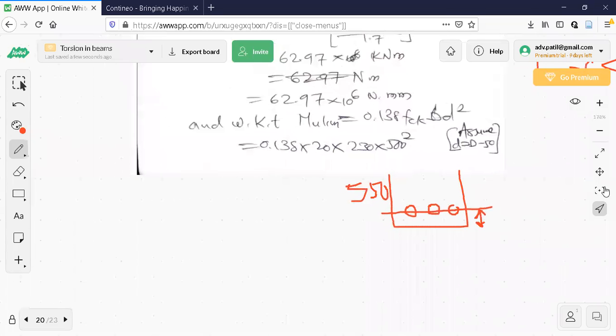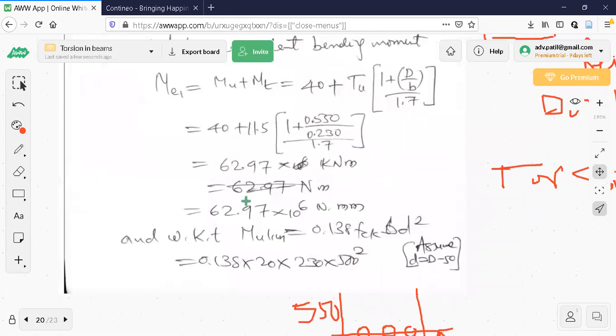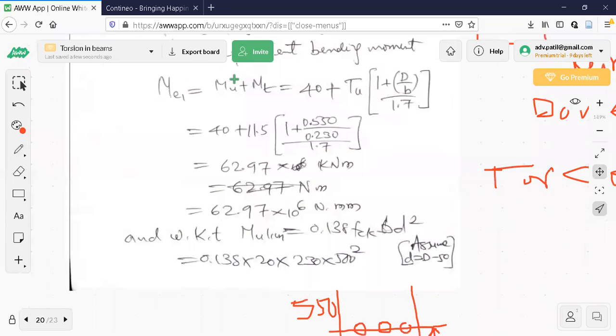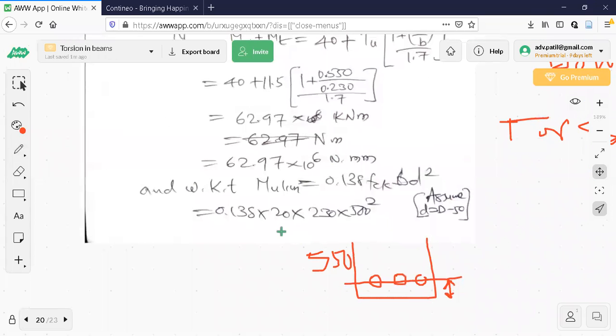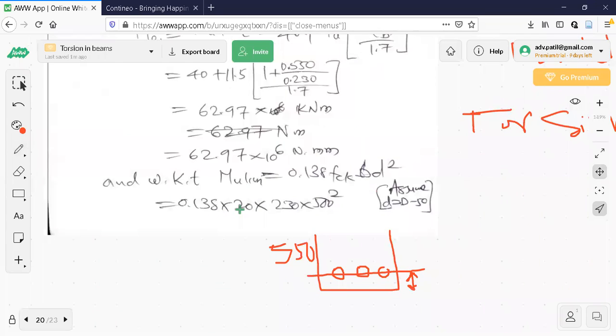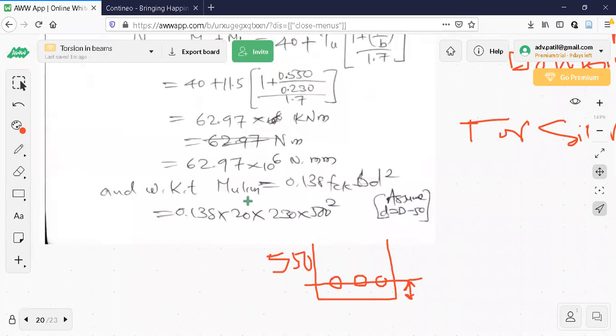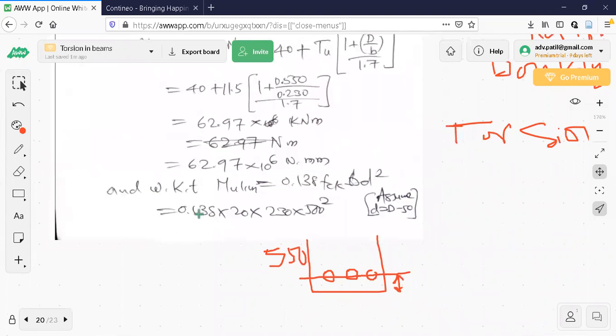So what is done here is, observe, in this case I have calculated equivalent bending moment using Mu plus Mt. These formulas are there, 62.97 into 10 raised to 6. Simply I used page number 75. Then I will just calculate Mu limit. So this Mu limit should be more than this value. Whenever they set a problem on torsion, it will be under reinforced only. They cannot give you doubly reinforced sections. That can also be solved, but usually what they do, now you will see this one.